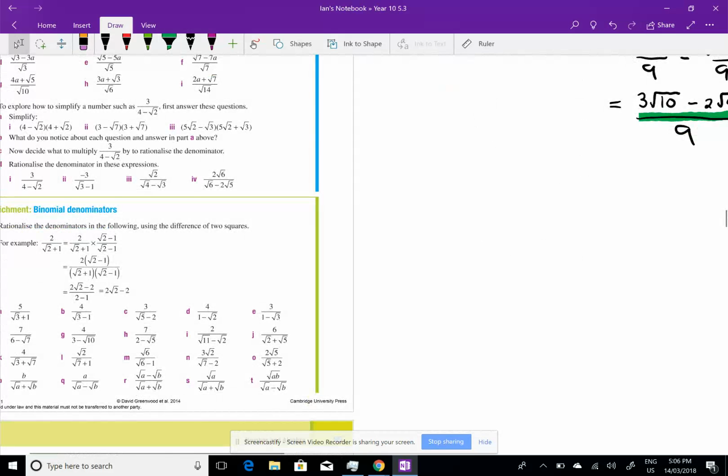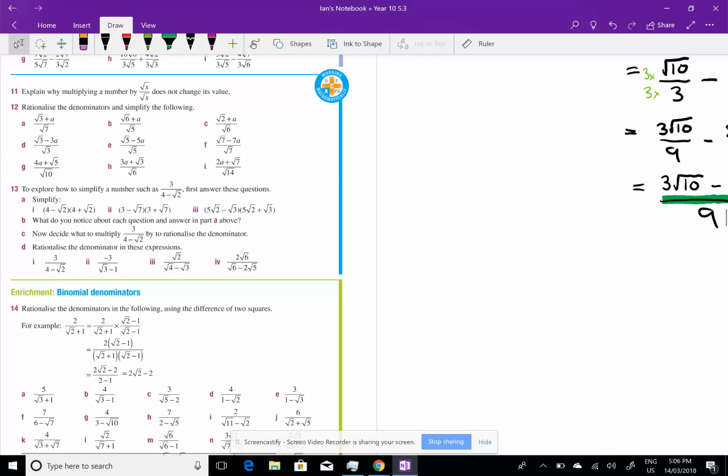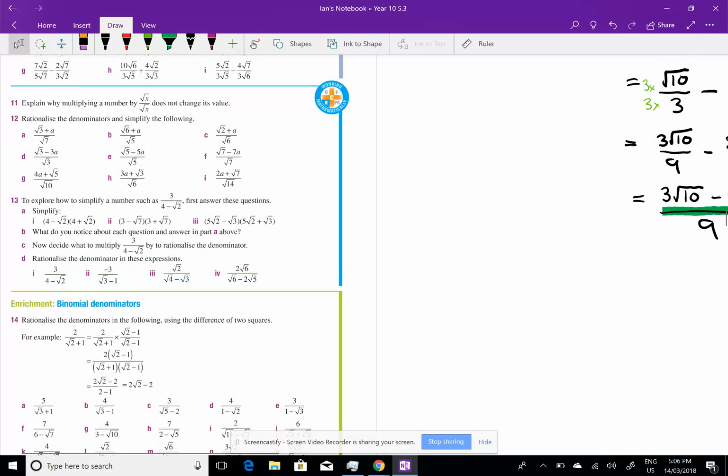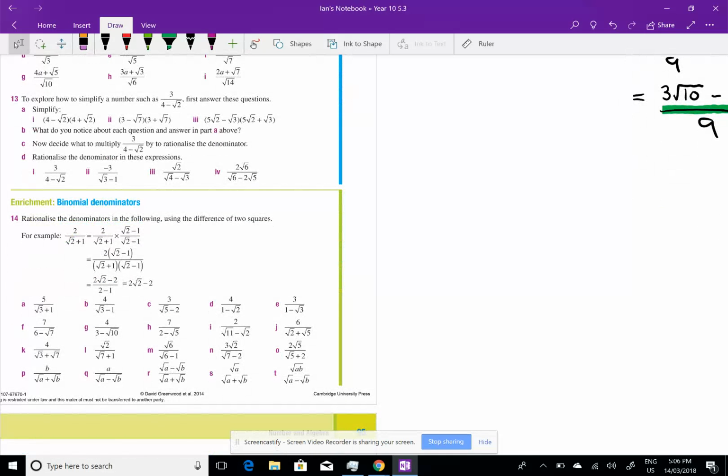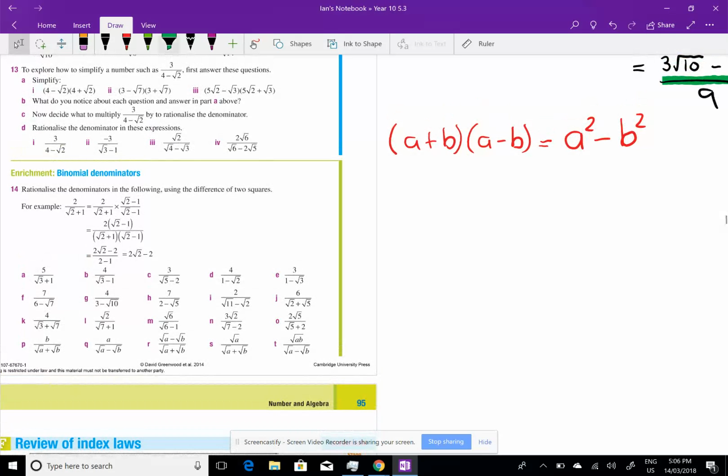Now for the really hard stuff. So we're going to use this law, which they illustrate to us in question 13. And it's a law that we've already used. It's called the difference of two squares. So A plus B, A minus B, gives us the difference of two squares. It gives us A squared minus B squared. So how does that help us? Well, over here, they're telling us to show the difference of two squares.